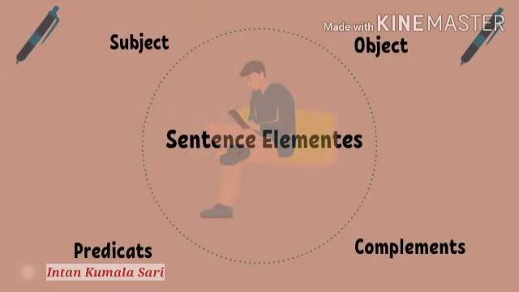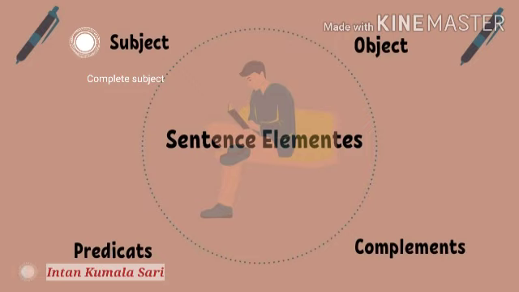Okay. The next material is sentence elements. The first sentence element is the subject. Subject is a part of a sentence that contains the person or thing performing the action or verb in a sentence. There are three kinds of subjects. The first one is complete subject. Complete subject includes all of the words that tell who or what the sentence is about.